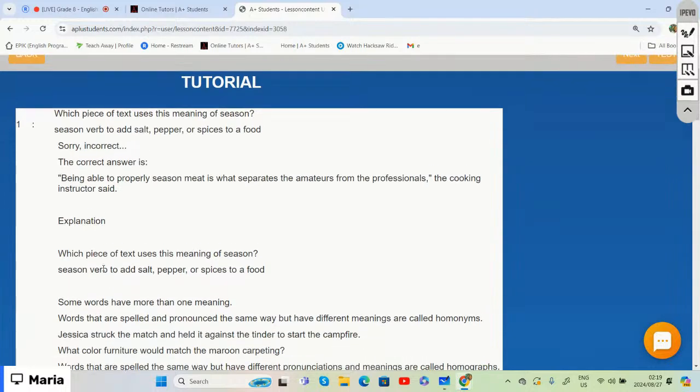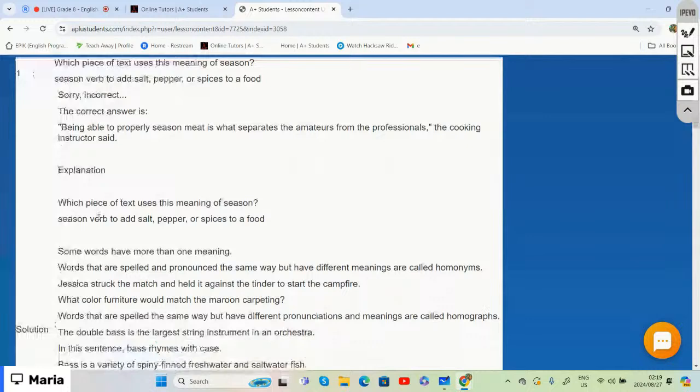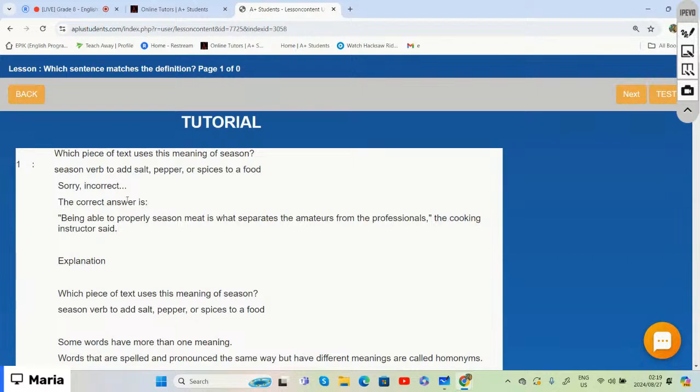All right. And we see that some of our words have more than one meaning. We have homonyms, right? Which are words that are spelled the same way and pronounced the same way, but they have different meanings. And then we have homographs, which are words that are spelled the same way, but they have different pronunciations and different meanings. So now we're going to say which sentence matches the definition.